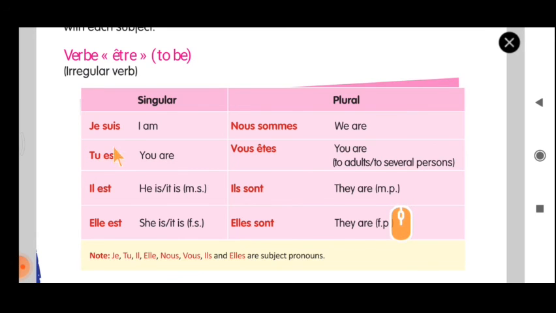Singular form, je suis, tu es, il est, elle est, nous sommes, vous êtes, ils sont, elles sont. Okay, so practice this verb, and one day definitely I'll give a live test, and we will practice this once again in the online session when we are in the live class.